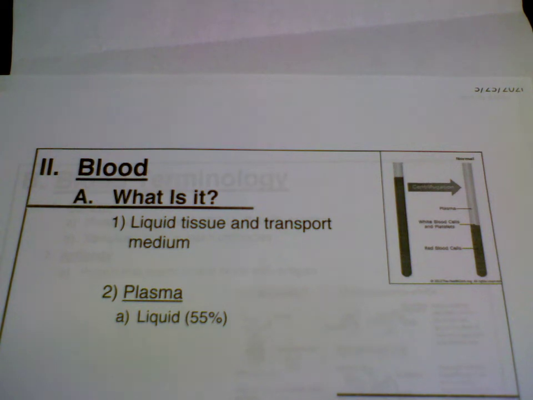So first off, blood, what is it? It's 55% liquid, 45% solid. If you take a close look at this picture here, you could kind of see plasma, which is the liquid component. This was a blood sample. It was put in a centrifuge, spun around, and the solid part settled to the bottom, the liquid part on the top. And you could see 55% of blood is plasma. That is the liquid component.